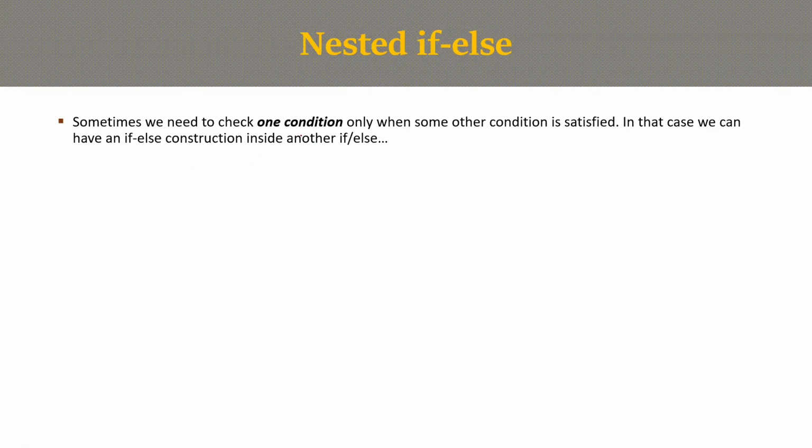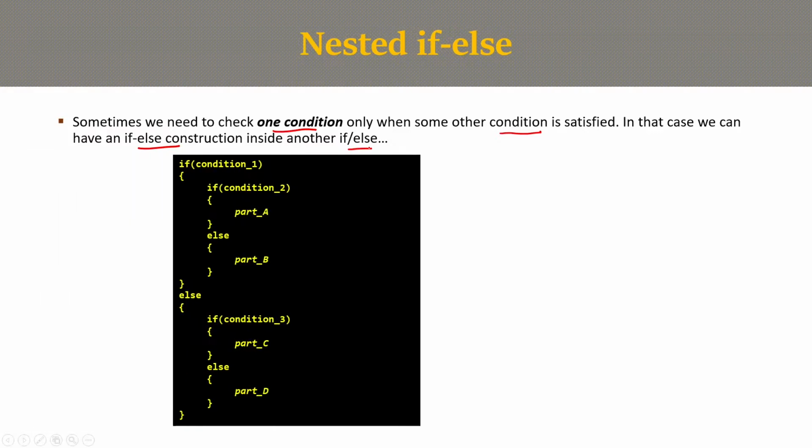Sometimes we need to check one condition only when some other condition is satisfied. In that case, we can have an if else construction inside another if else. So let us see the syntax of this. As you can see, we have one if and we have another else. This is the normal if else, but inside this if we have a nested if and a nested else, right? And again inside this else we have a nested if else.